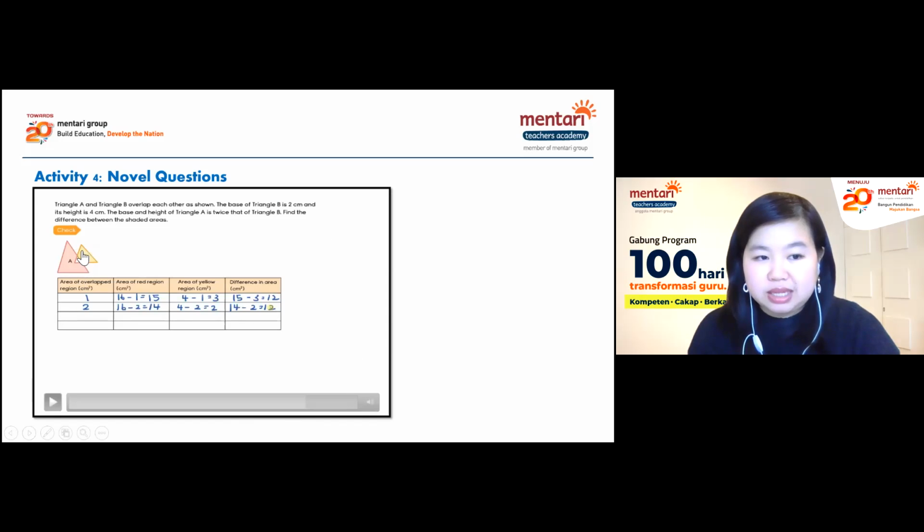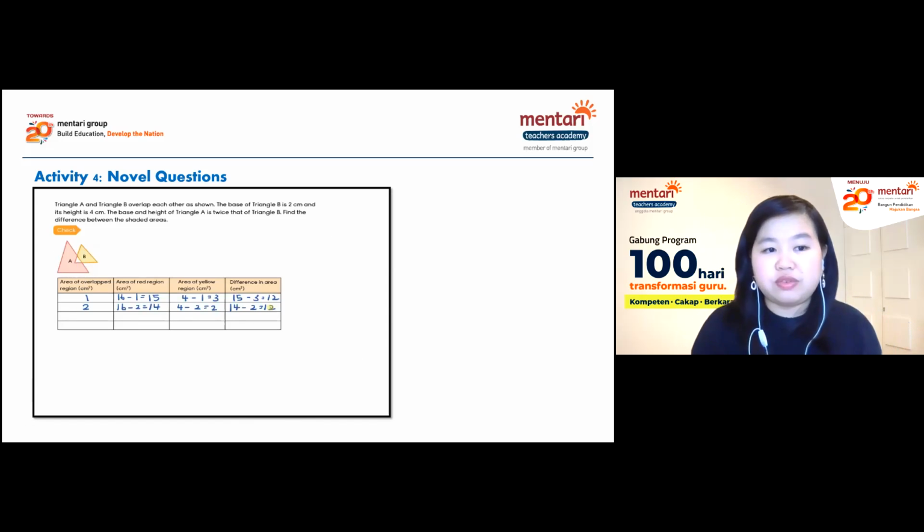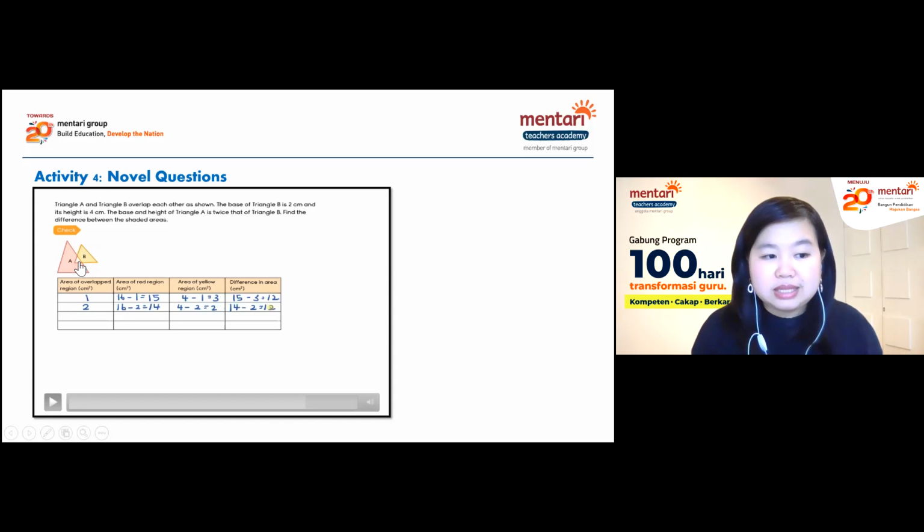So I guess what makes it difficult, and maybe some of you are thinking this can also be solved algebraically, of course. But I think the key to understanding this problem is the overlapping part. It's just the same amount for both A and B, and then you work it out from there.